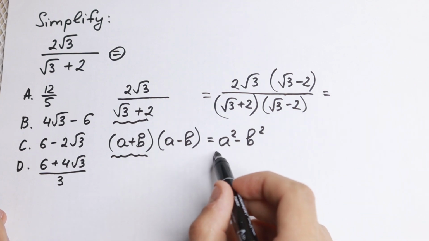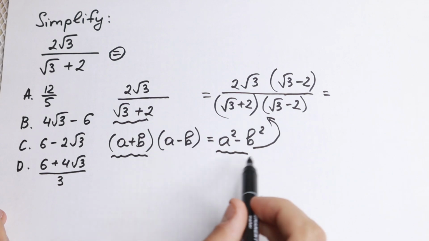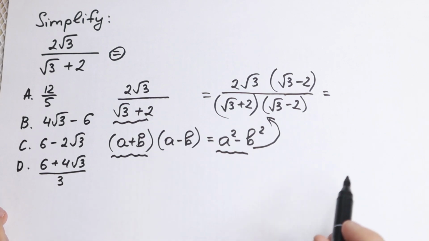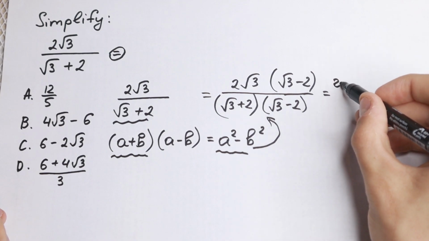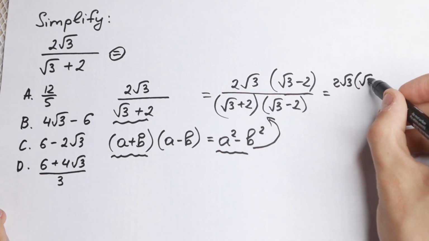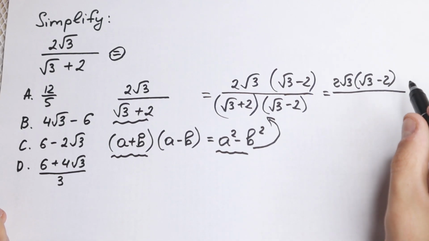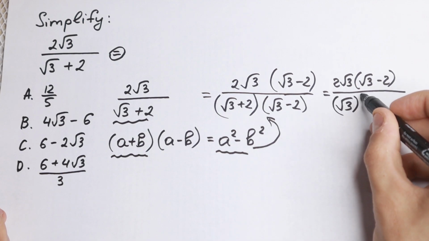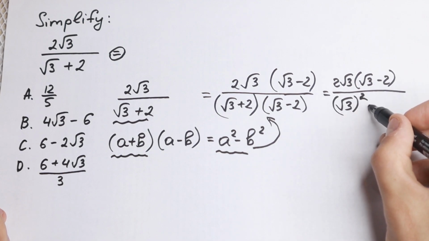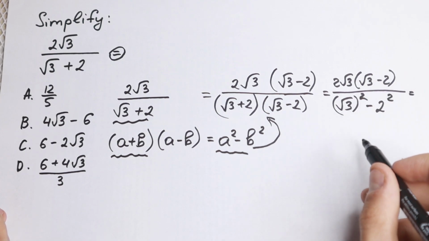But right now we can apply this identity formula in our denominator. So this will be the difference of squares. So let's do this. What will we have? We will have 2 square root of 3 times (square root of 3 minus 2). This is our numerator. We will simplify this a little bit later. And in our denominator we will have the difference of squares: square root of 3 squared minus 2 squared.